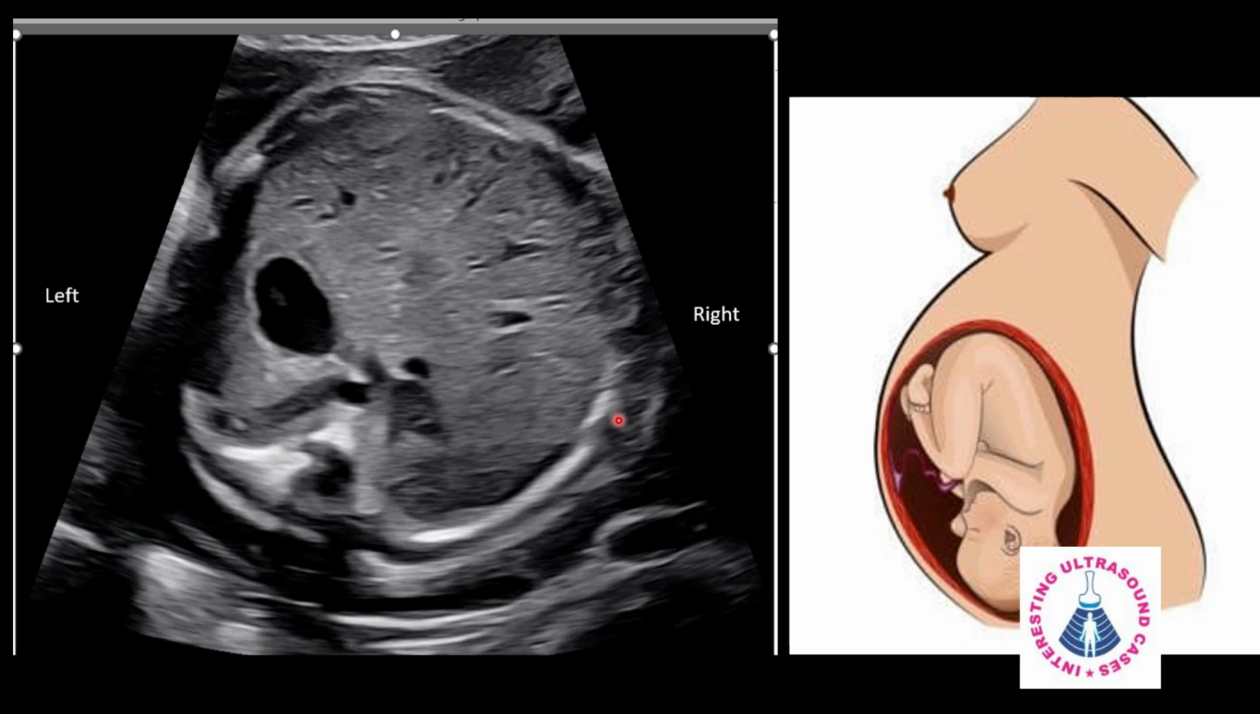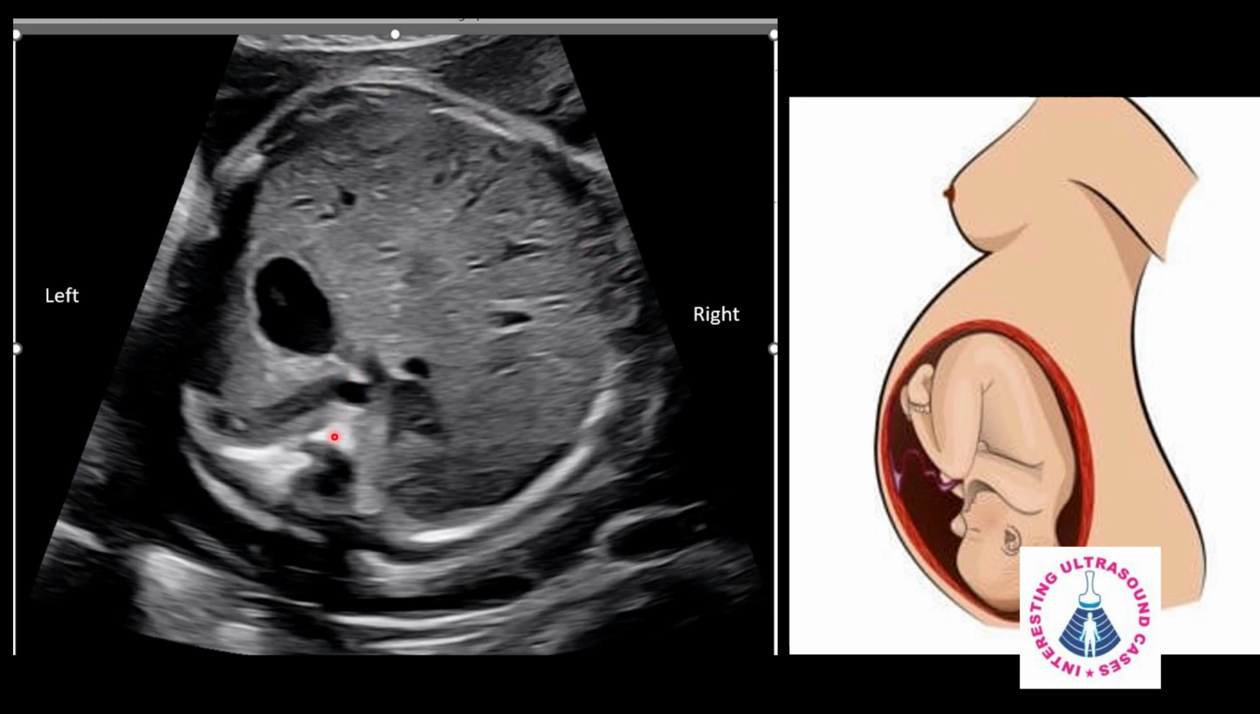So, this will be the right side of the fetus. This will be the left side of the fetus. Here, we can see stomach on left side, aorta on left of the spine, anterior to this is the spine. This is the anterior abdominal wall.